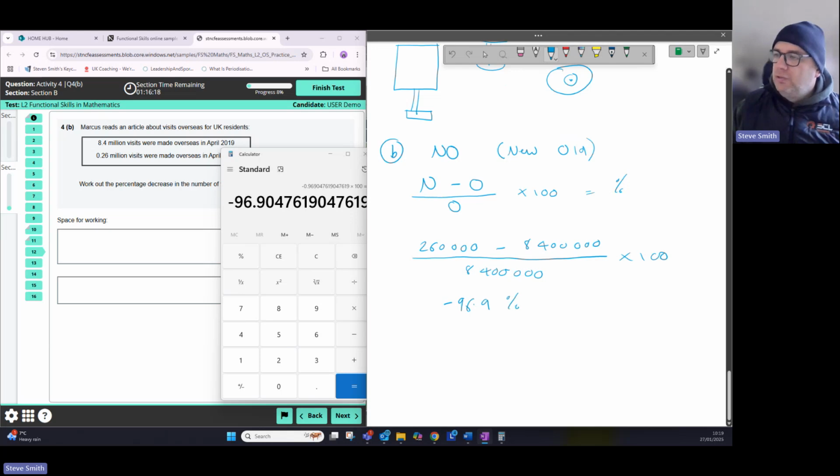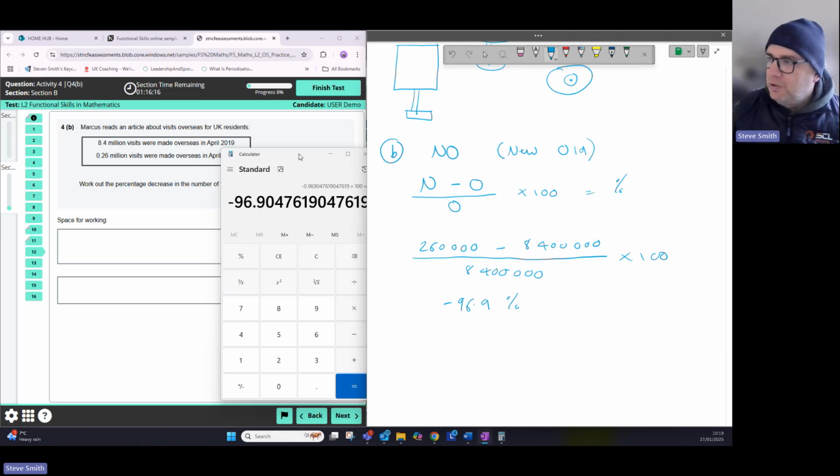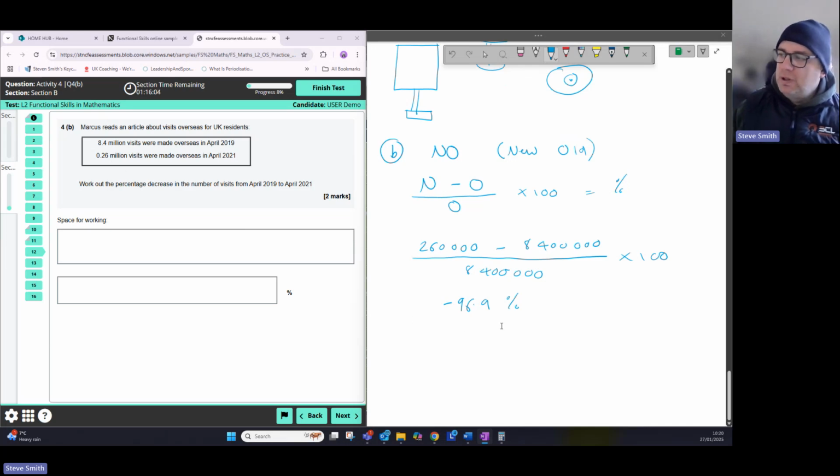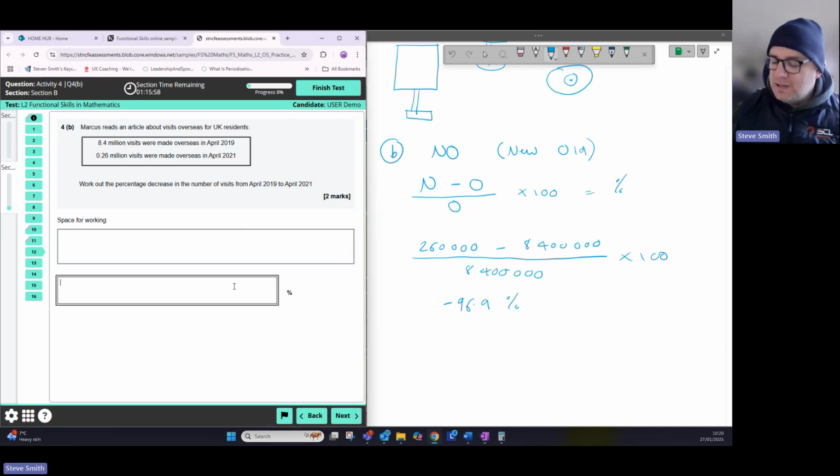96.9%. So that's obviously a COVID related question, isn't it? Because overseas visits just after COVID were down. Percentage decrease, we've gone from 8.4 million to 0.26, and it's 96.9%. Does it say a whole number? No. I'm happy to keep it at 96.9. And I think also they would accept 97.